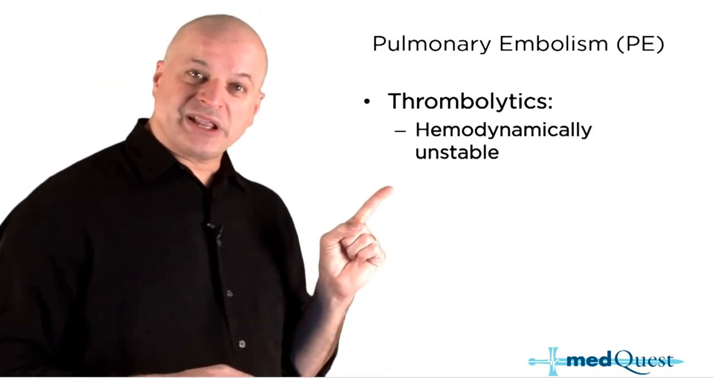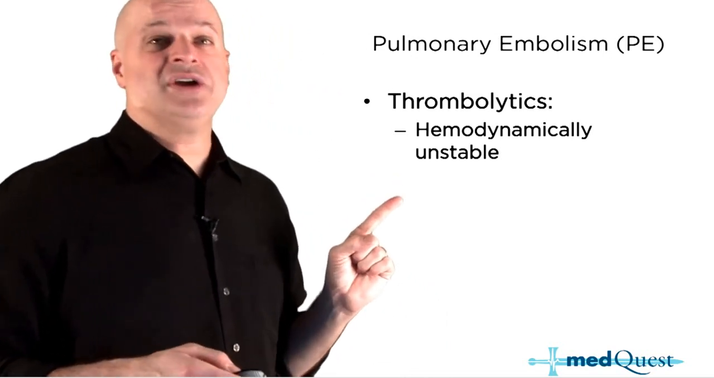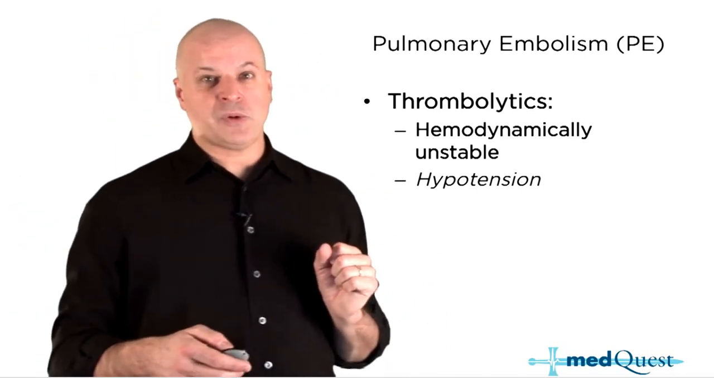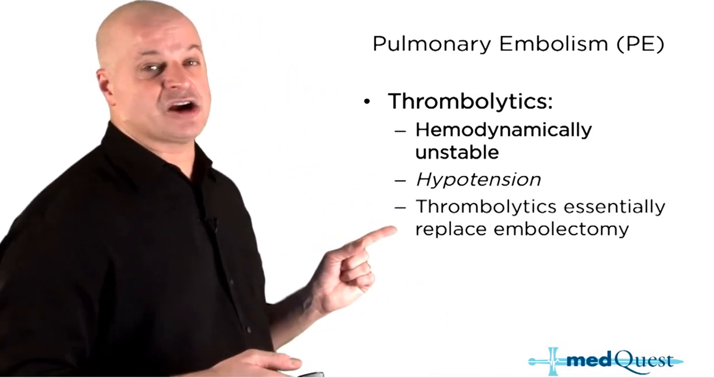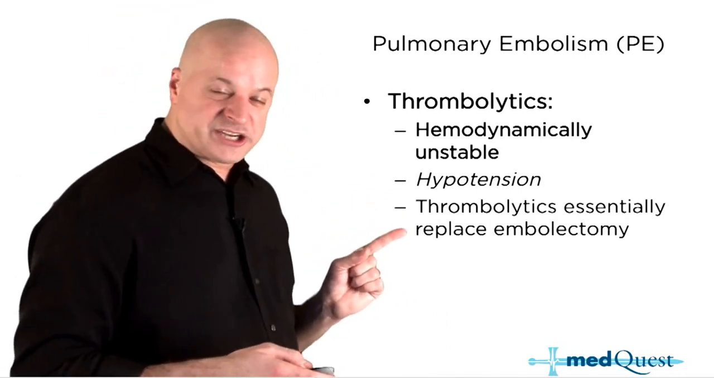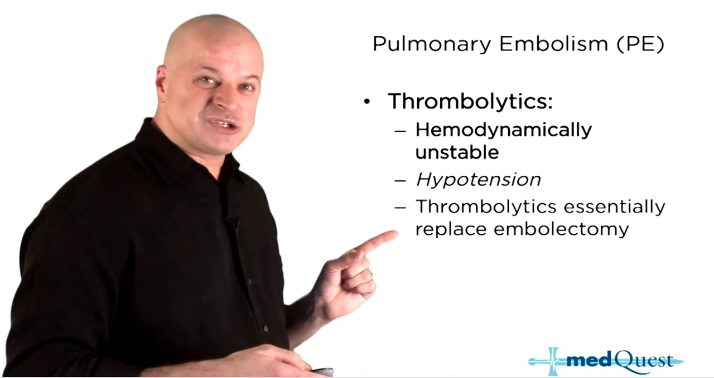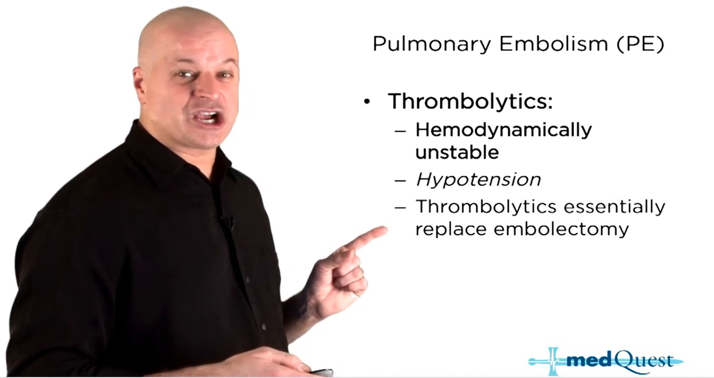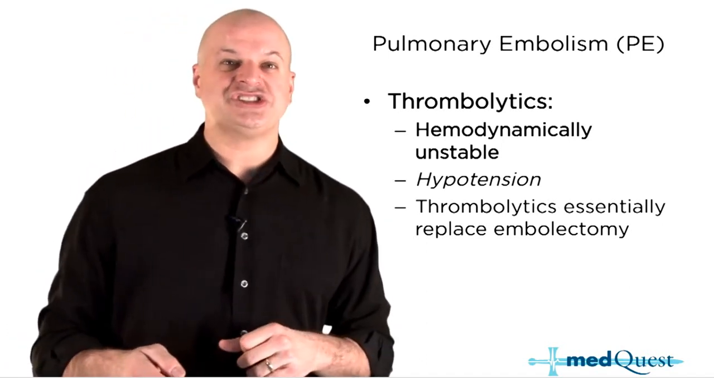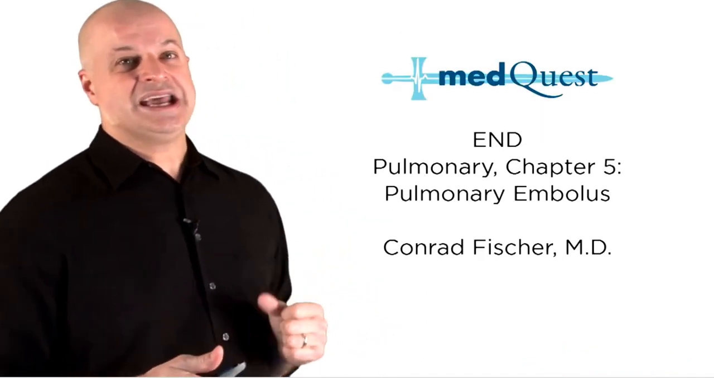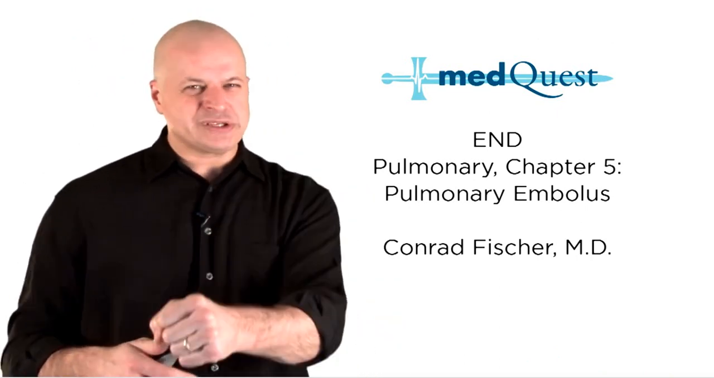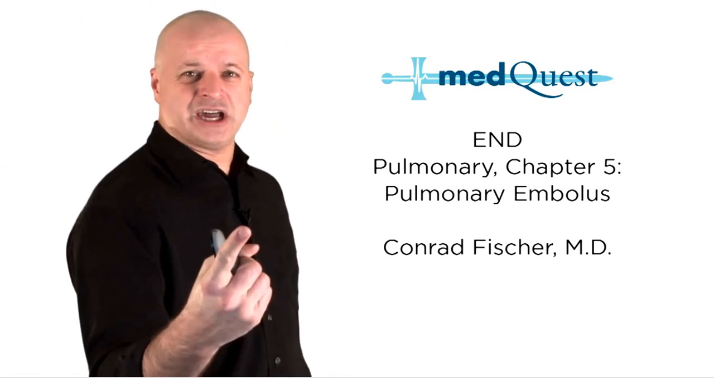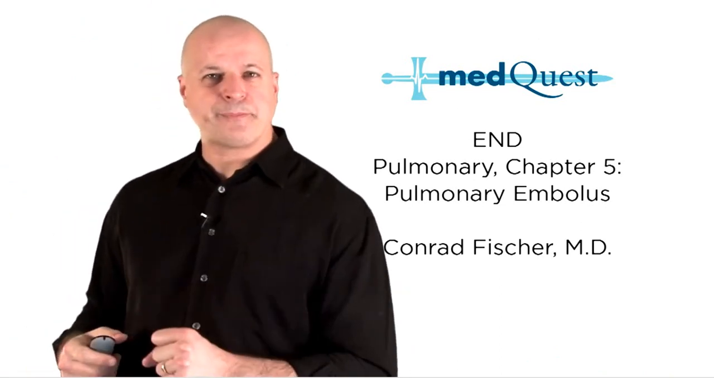Thrombolytics are for hemodynamically unstable people. That is not new. That is a 15-year-old endeavor. Unstable for pulmonary embolus means hypotension, tachycardia, hypoxia, and it replaces embolectomy. That's the end for pulmonary embolus. Don't go into test day without knowing pulmonary emboli, and heparinize those people with clear lungs and the sudden onset of shortness of breath.